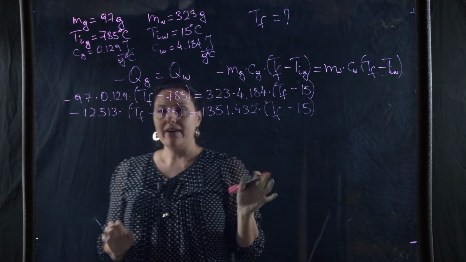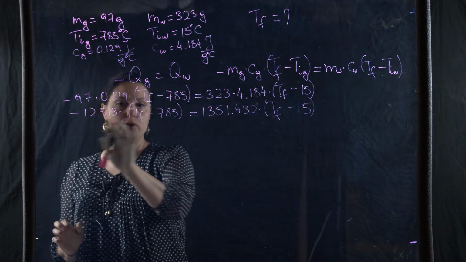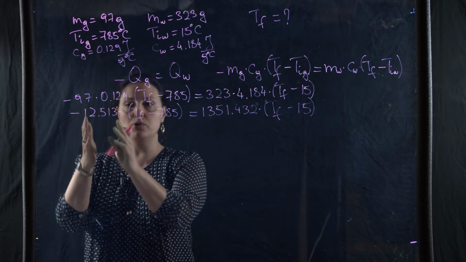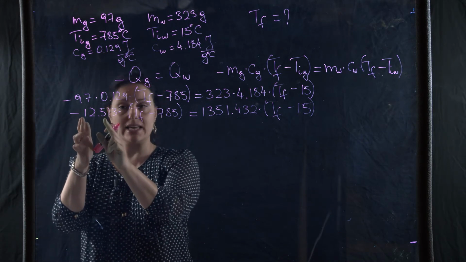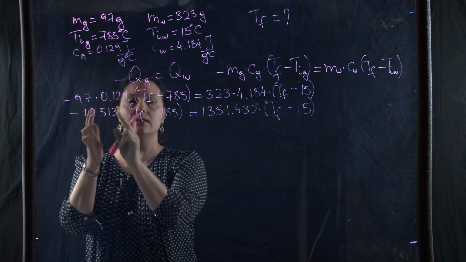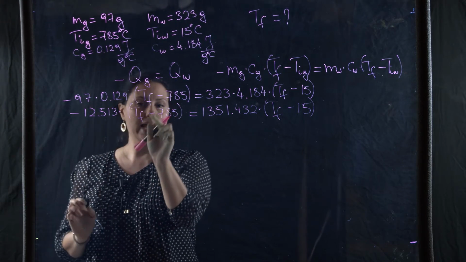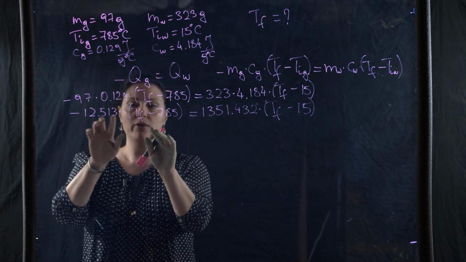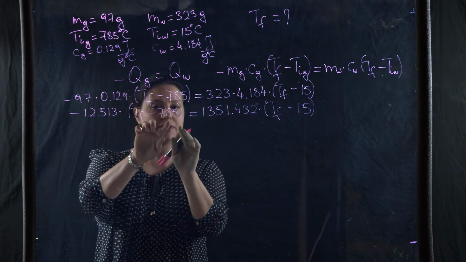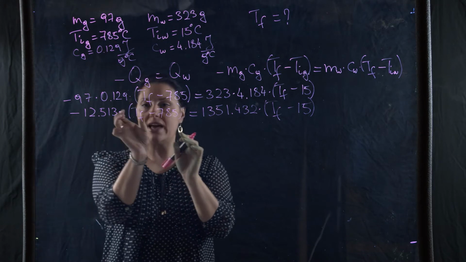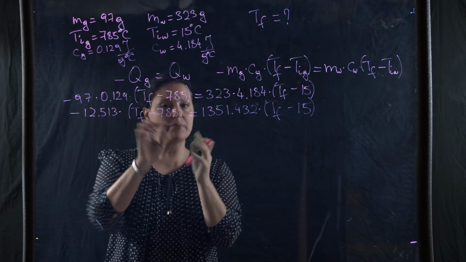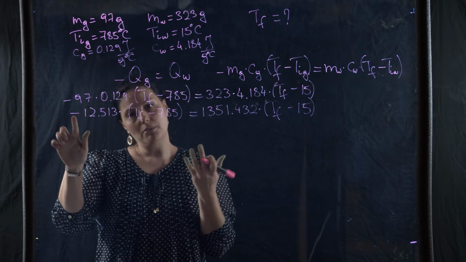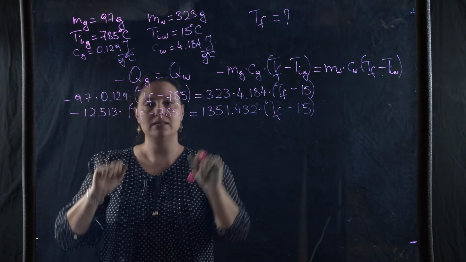Okay, now that I have this, I can go ahead and distribute across the parentheses for both of these, which means that I'm taking this number and multiplying it by each of these values, and I keep that. So it's not a multiplication across, 12.513 times TF times 785. I multiply these two numbers, and I keep either an addition or a subtraction, depending on if I'm multiplying with a negative number or a positive number.